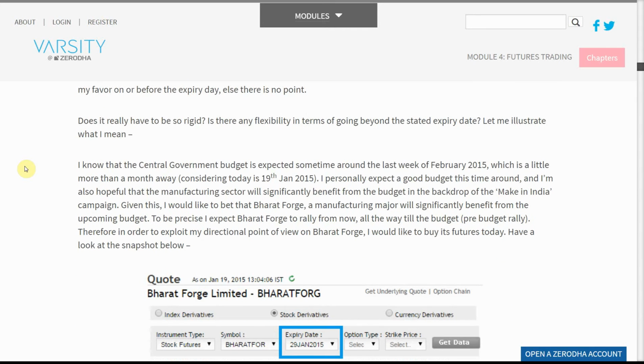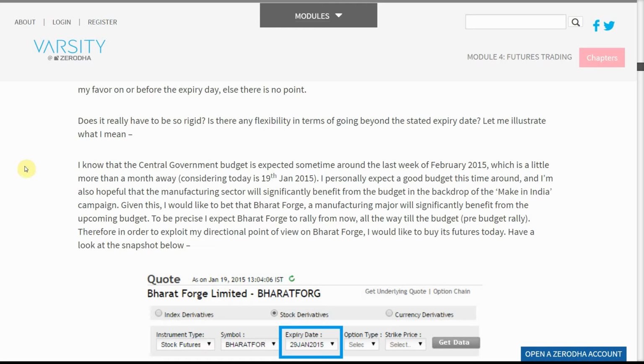Does it really have to be so rigid? Is there any flexibility in terms of going beyond the stated expiry date? Let me illustrate what I mean. I know that the central government budget is expected sometime around the last week of February 2015, which is a little more than a month away, considering today is the 19th of January 2015. I personally expect a good budget this time around.